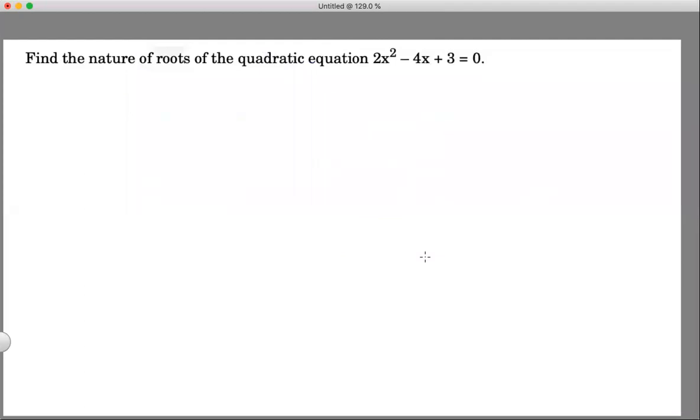Find the nature of roots of the quadratic equation. These are all 1 mark questions. So we have to use what in this? We have to find the discriminant of the equation, and the discriminant is b square minus 4ac. So the nature of roots will come. 4 into 2 into 3, which is minus 8. So no real roots.